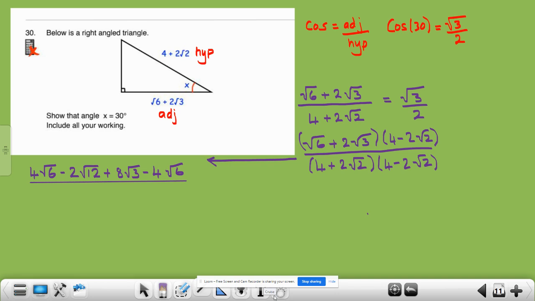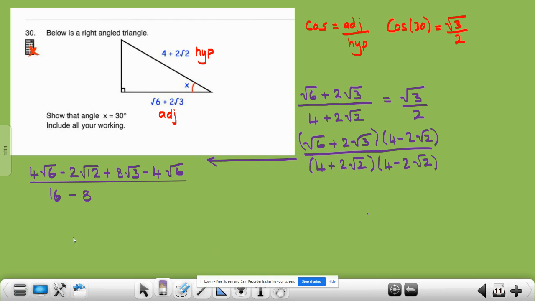Now let's do the bottom. And we know that the whole reason we multiply by the conjugate is because we're just left with the difference of two squares. So we've got 4 times 4, which is 16. And then 2 root 2 times minus root 2. Well, the 2 times 2 is going to give us 4. The root 2 times root 2 is 2. Be careful not to think of that as 4. So we've got 4 times 2, which is 8, and it's negative. And there's our difference of the two squares.